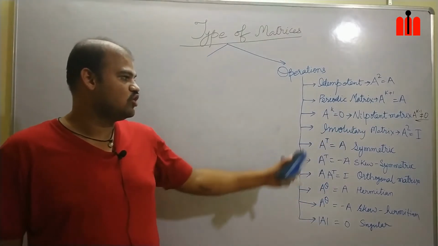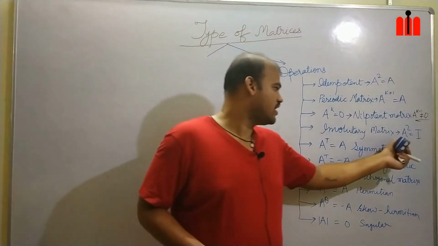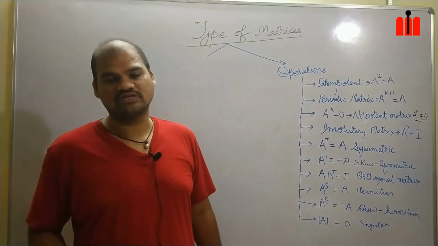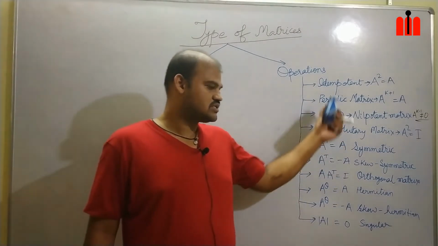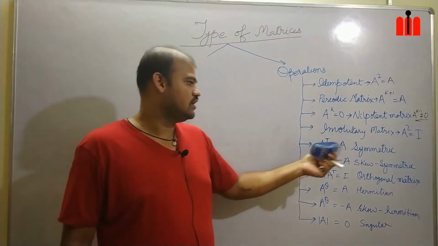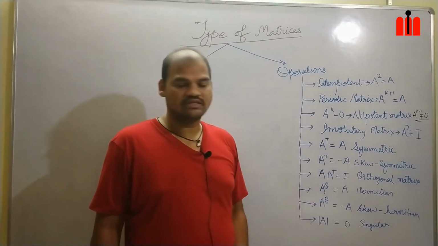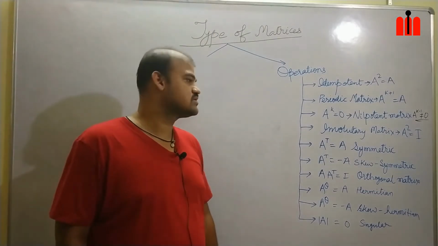Another one is the involutory matrix. An involutory matrix is a matrix in which A square becomes the identity matrix, A square equal to I. Just go through the notes for examples, and you will come up with such matrices. Another one is A transpose equal to A. Such a type of matrix is known as a symmetric matrix.